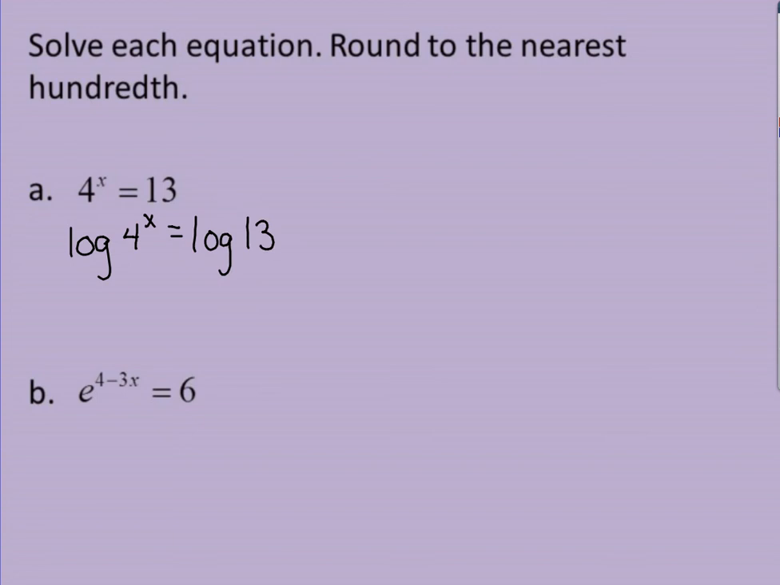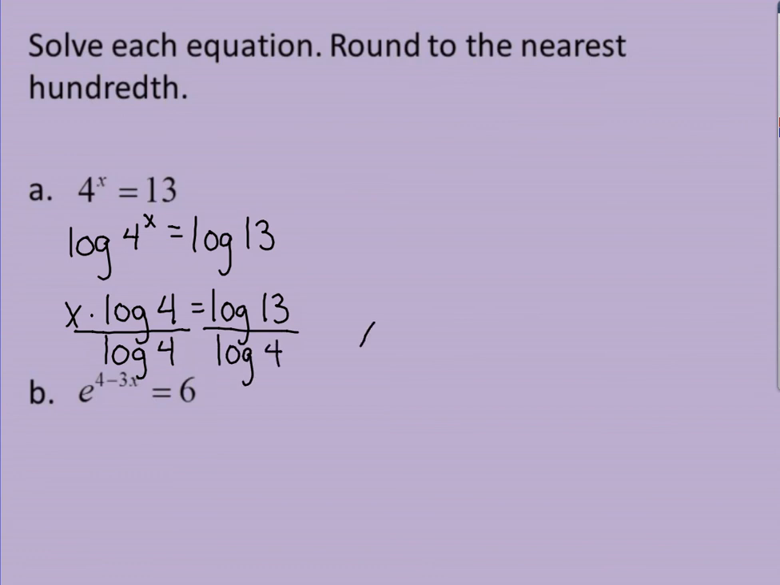Now since this is a log, we can take the exponent and bring it out front and make it multiplication. Now we have x times the log of 4. We want to get the x by itself, so we can divide both sides by the log of 4. And after we divide, we're going to get x is approximately 1.85.